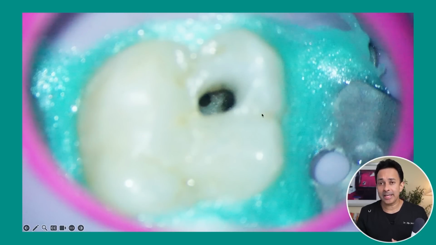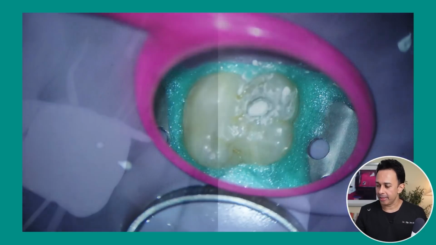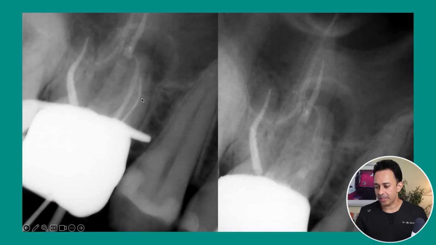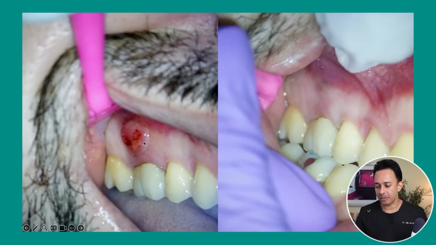So both these canals were cleaned out, and then you can see we put some calcium hydroxide. And a week later, when we recalled the patient, we can see here that's the missed MB2 with calcium hydroxide. The swelling in the sinus tract had completely disappeared and it had healed. The patient was comfortable.